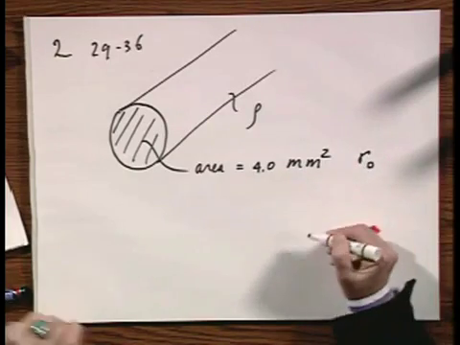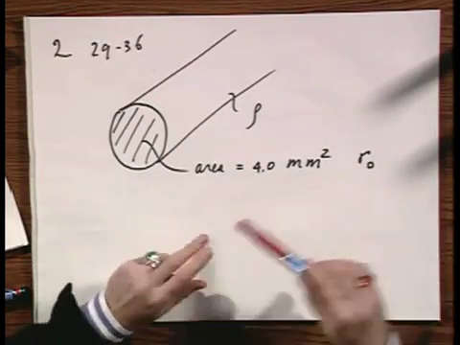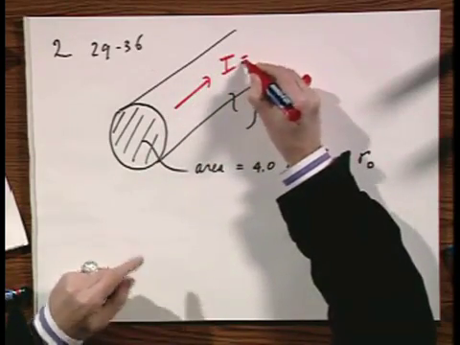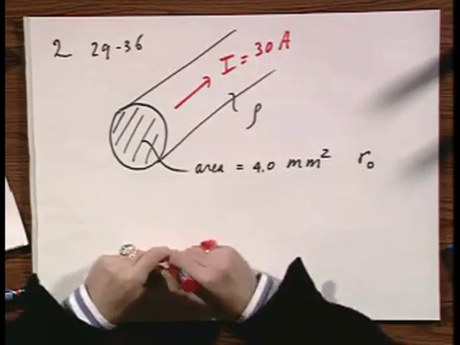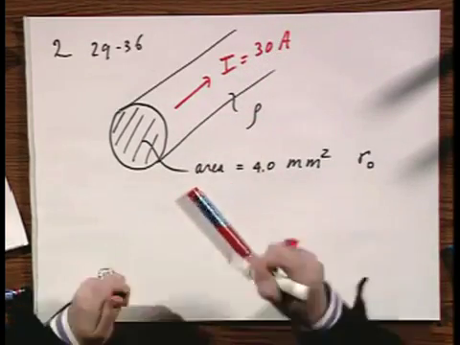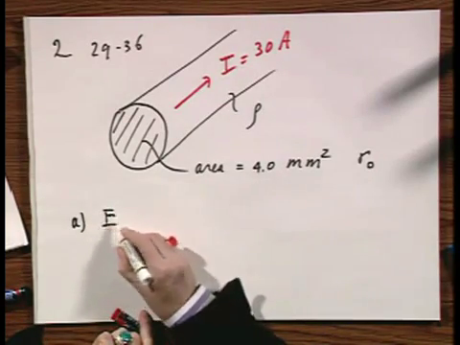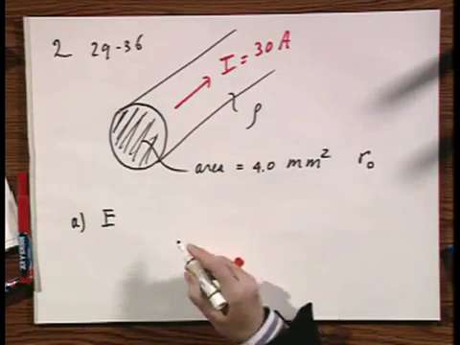Let's give it a radius r0. And there is a current in the beginning going through, which is constant, conduction current, uniformly distributed over the surface, of 30 amperes. That's the situation in the beginning. It's a copper wire. And the first question you're being asked: what is the electric field inside the wire itself?